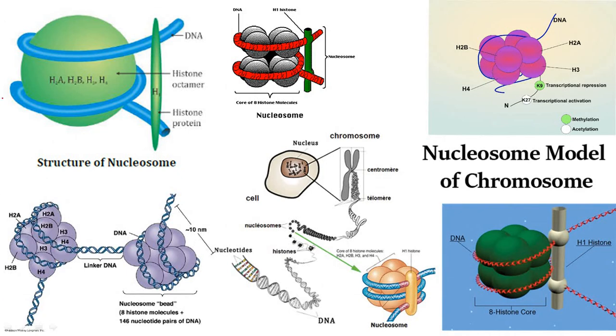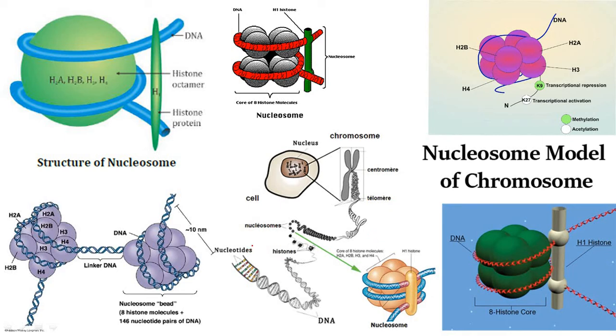Here are multiple pictures to help you understand. This is the structure of a nucleosome. As you can clearly see, this is the DNA, and this is the histone octamer. It is composed of 8 proteins, H2A, H2B, H3 and H4, the histone proteins. You can see they are wrapped. The DNA in between them is known as linker DNA, and it is a hierarchical order: nucleus to chromosome to centromere to telomere, then nucleosome, histone, nucleotides.